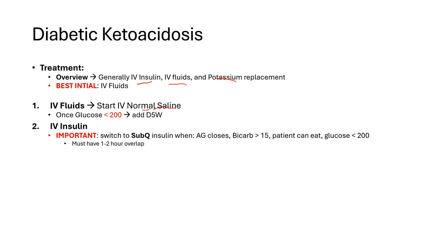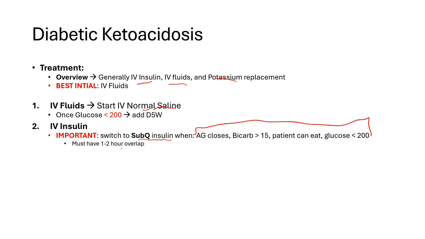Intravenous insulin is exactly that. We always give them intravenous insulin, but it is important that we switch to subcutaneous insulin when these four things occur: the anion gap closes, the bicarb is greater than 15, the patient can eat, and glucose is less than 200. If you remember back to the diagnostic tests, we have an anion gap. We expect a low bicarb because of the high anion gap metabolic acidosis. The patient is not going to be eating because of the altered mental status, and of course the glucose is going to be elevated. Once those four things resolve, that's when we can switch to subcutaneous insulin.